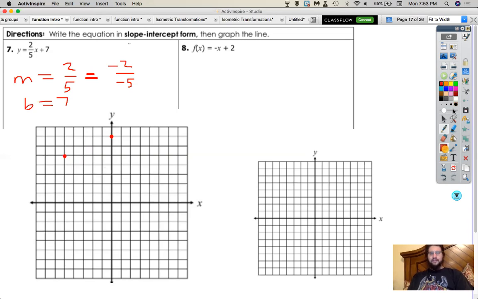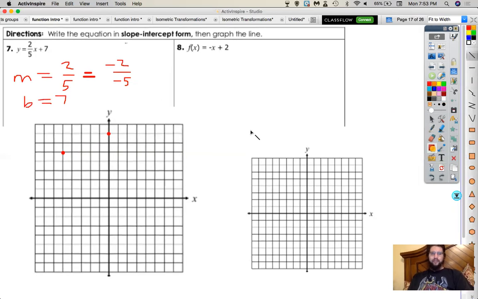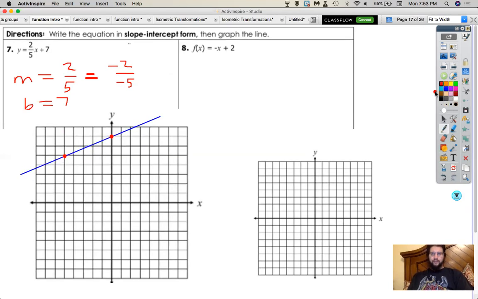It says to graph the line, so go ahead and grab your line drawing tool. Yes, you have one. And do something like this. Right. Hear that. So these are lines. They do go on forever. Might as well mark some arrows on the ends.